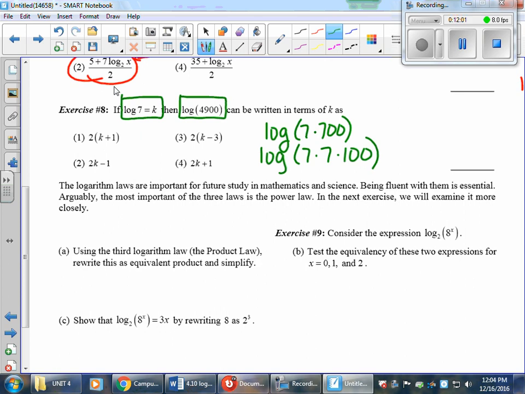So what I'm really doing here is just thinking out loud as I'm pulling it into forms of log 7. And now because this is base 10, I can find the log base 10 of 100. So this is equal to log of 7 plus log of 7 plus log 100. Right, common logs. So log 7 we said is k. So this is k plus, and the log of 100 means 10 to the what power is 100, and the answer is 2. So we have 2k plus 2.